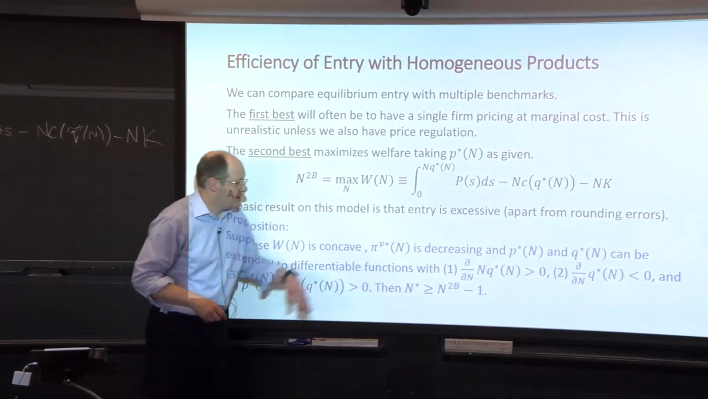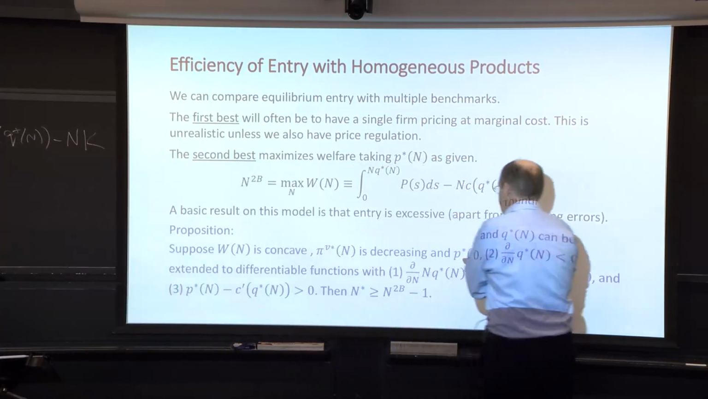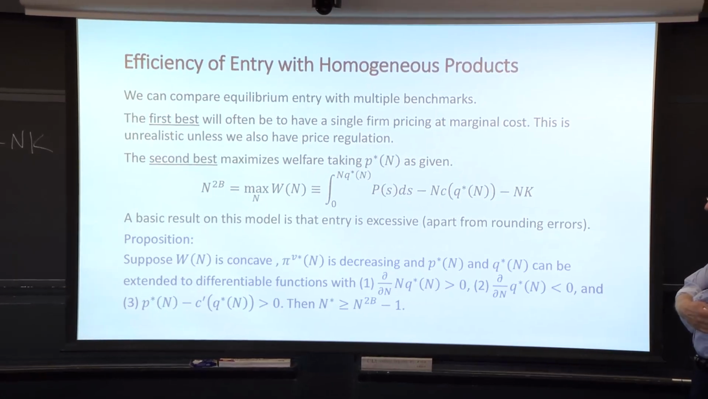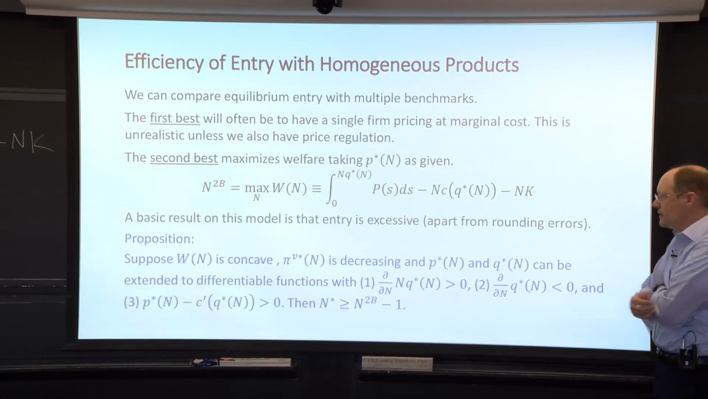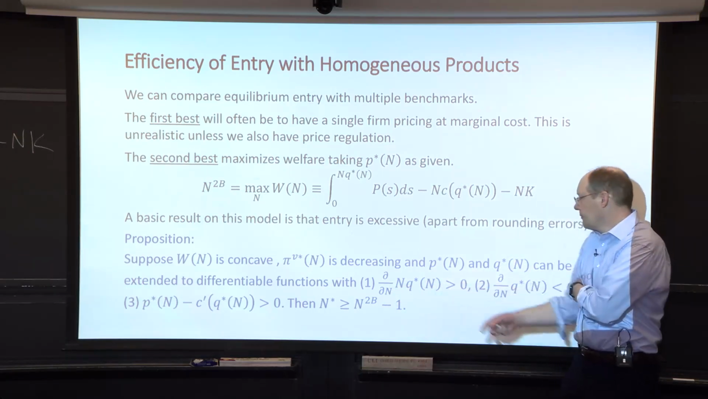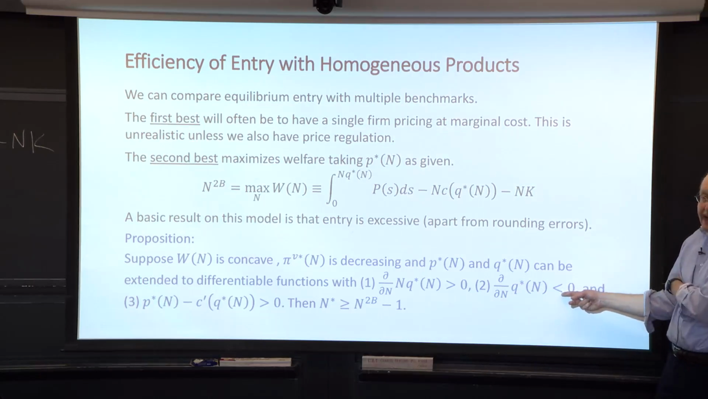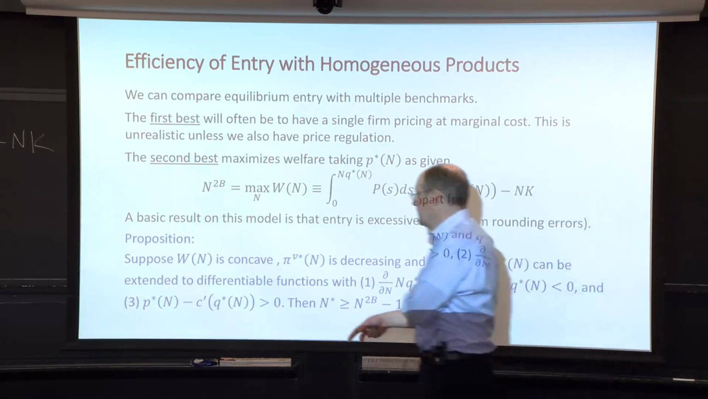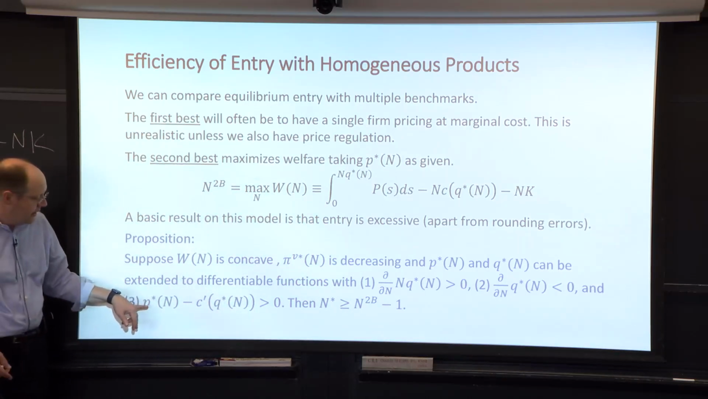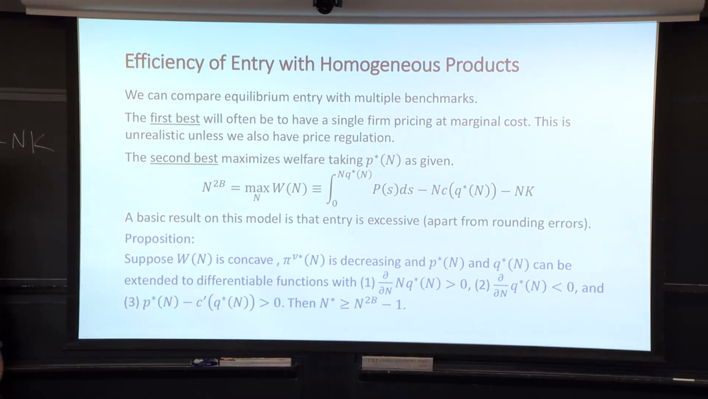Suppose the variable profits are decreasing in number of firms n. And suppose that the equilibrium price and per firm quantities can be extended to differentiable functions that have these natural properties. As the number of firms increases, total output goes up. As the number of firms goes up, each individual firm's output goes down. And at the equilibrium number of firms, price minus marginal cost is positive, which it always should be.